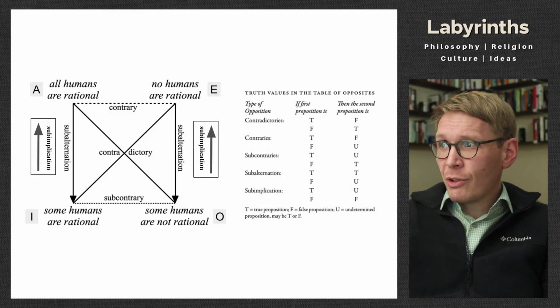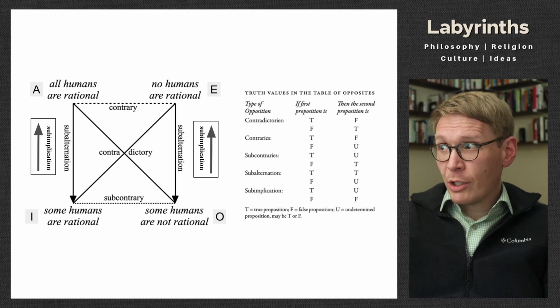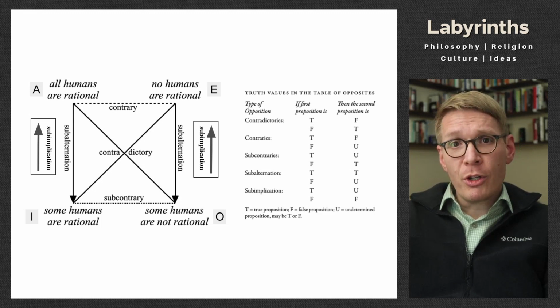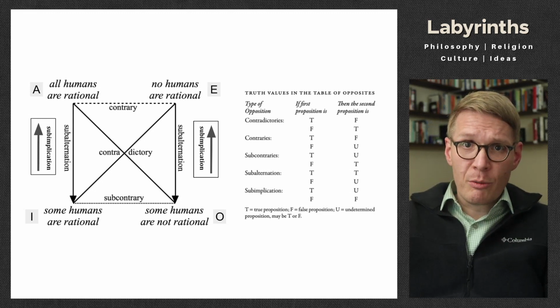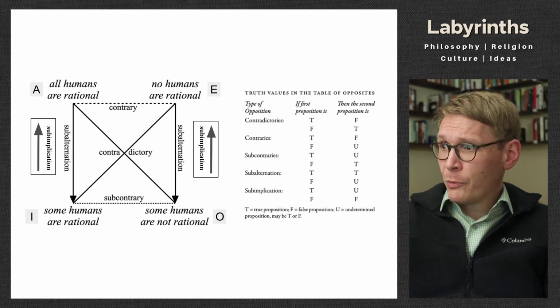And we're reminded of this on our table for subcontraries, right? So if the first proposition is true, then I cannot determine whether the second one is true. But if the first proposition is false, then it follows that the second one is true. So, good. Okay.